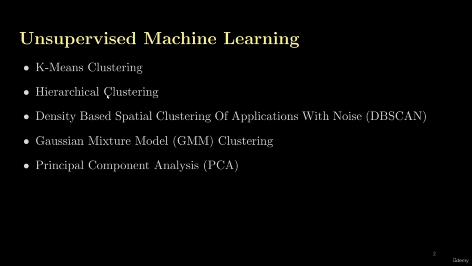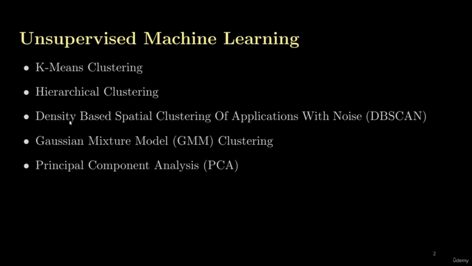Let's see what we are going to learn in this component of the course. So basically we have 5 sections in the unsupervised machine learning component of the course. We will start this component with k-means clustering. The second topic is hierarchical clustering.